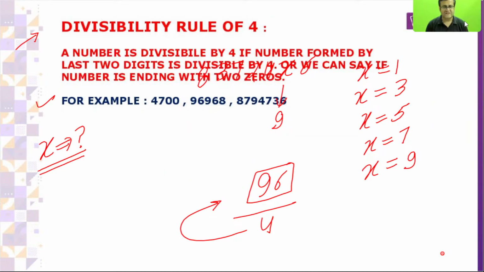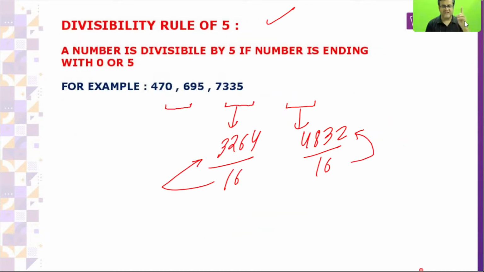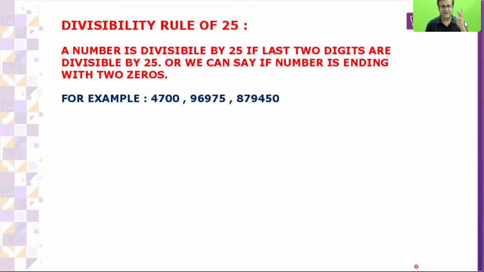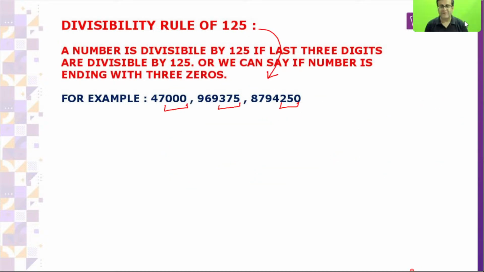So I have given you the rules for divisibility of 2, divisibility of 4, divisibility of 8, divisibility of 16. In case of 2, last 1 digit. In case of 4, last 2 digits. In case of 8, last 3 digits. In case of 16, last 4 digits. In case of 5, last 1 digit. In case of 25, last 2 digits. In case of 125, last 3 digits. I have explained these things in a pattern so that you will remember them as well.